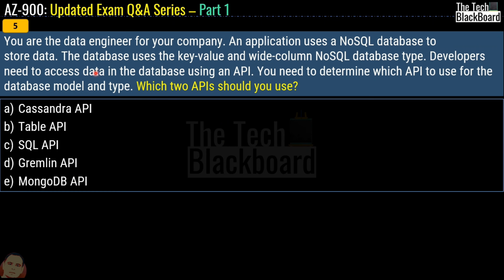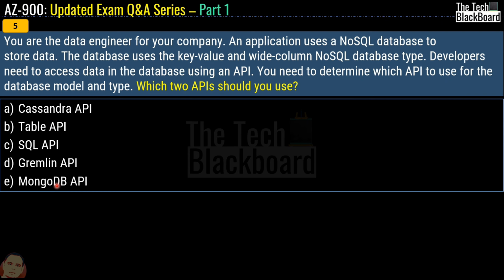Moving ahead with our question number 5. The question says that you are the data engineer for your company. An application uses a NoSQL database to store data. The database uses key value and wide column NoSQL database types. Now developers need to access data in the database using an API. You need to determine which API to use for the database model and type. Which two APIs should you use? Mind it that you have to choose two APIs. Your options are Cassandra API, Table API, SQL API, Gremlin API, or MongoDB API.